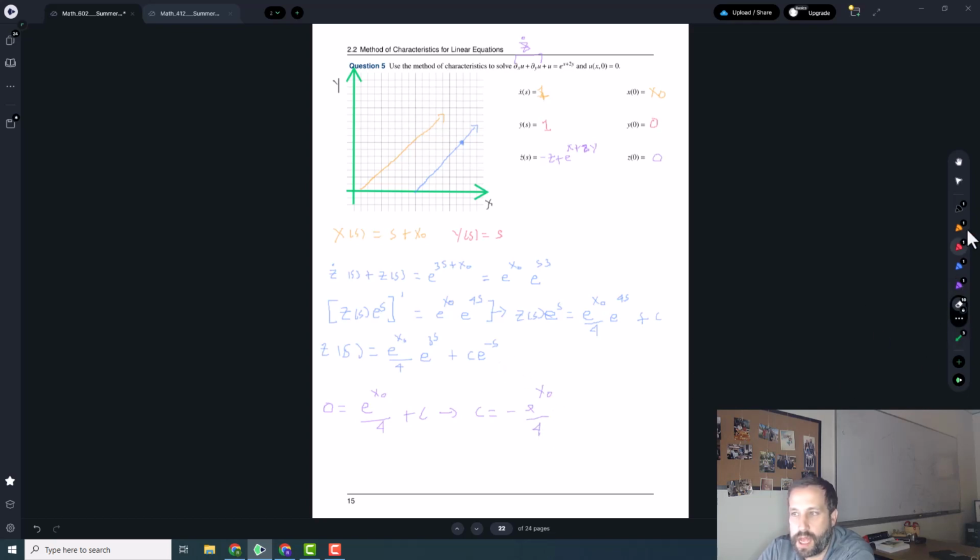Okay, and so now I can write this in the following way. So c has e to the x naught over 4, so I'm going to factor this out. So this is going to be e to the x naught over 4 times e to the 3s minus e to the minus s. Okay, and I'm going to erase this stuff that I have down here in purple.